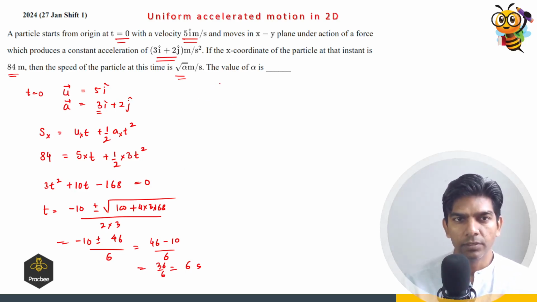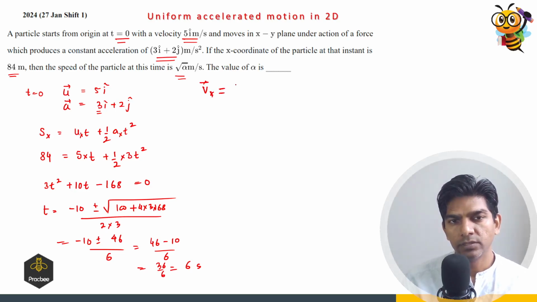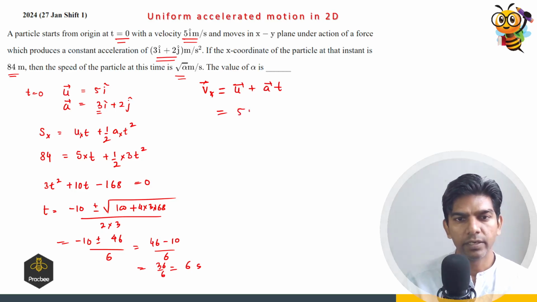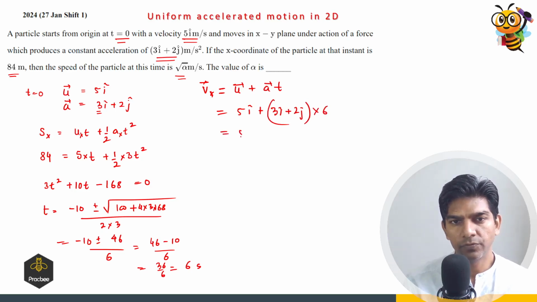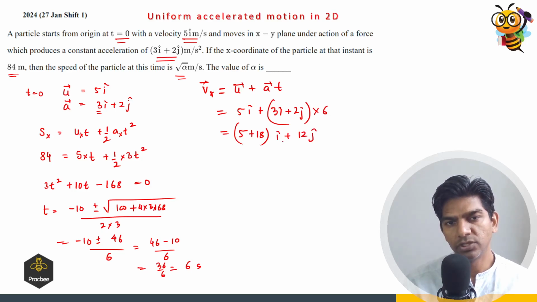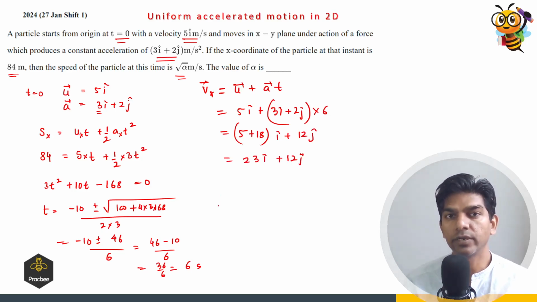Right? So now we have to find the speed. So let us find the velocity. So v is equal to u plus at. So u is 5 i cap, a is 3 i cap plus 2 j cap, and the time is 6 seconds. So that will be 5 plus 18 i cap plus 12 j cap. So that will be 23 i cap plus 12 j cap, and we have to find the speed. So the speed will be the magnitude of this vector.